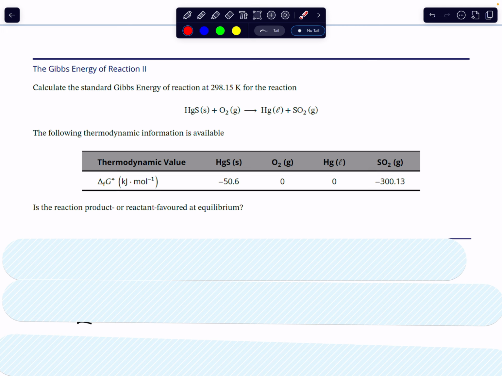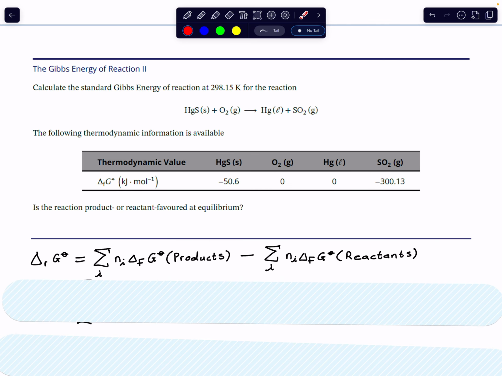you will hopefully recognize that you can calculate the standard Gibbs energy of reaction using the formation Gibbs energies in a way that's analogous to calculating the reaction enthalpy from the formation enthalpies, right? So if we recall that we can calculate the standard Gibbs energy of reaction through the sum of the formation Gibbs energy of the products minus the sum of the formation energies of the reactants. All right, so we use the same way. So let's sum our products and then that for our reactants.